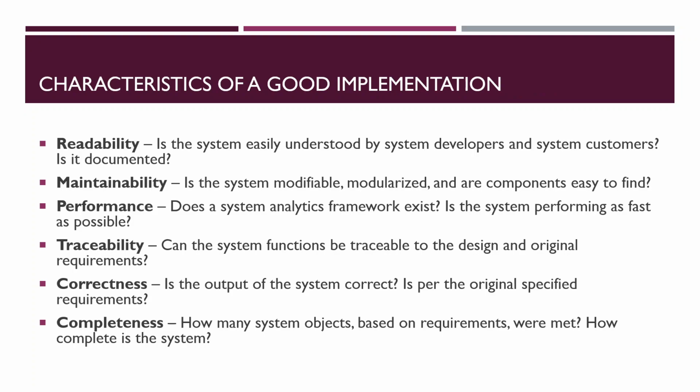First up is readability, and then next up is maintainability, performance, traceability, correctness, and completeness. These are the core characteristics of a good implementation plan. And so why are we talking about an implementation plan when we've been talking about architecture all this time? Well, this gives you a way to help ground your architecture in reality.